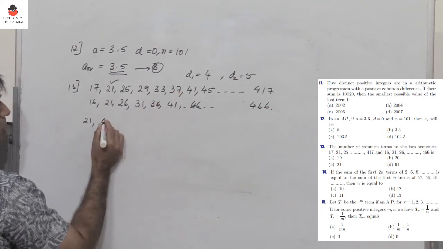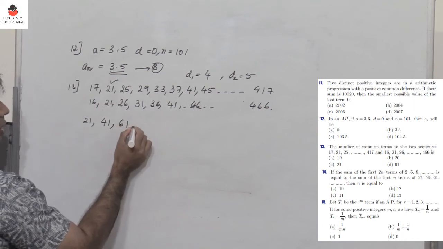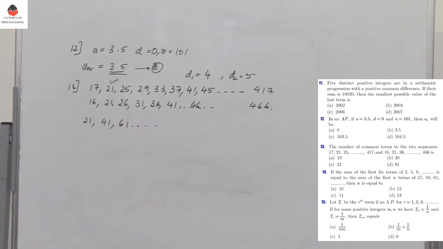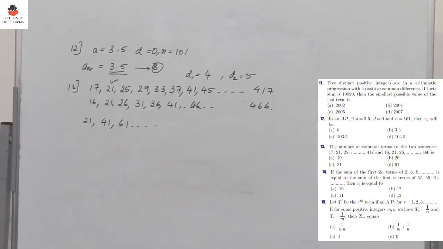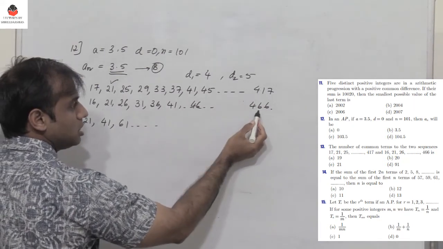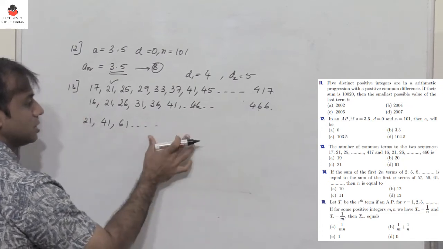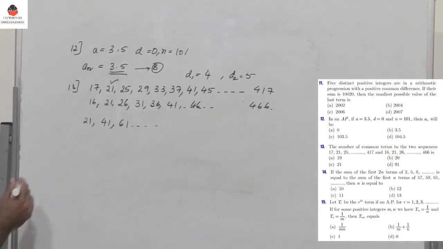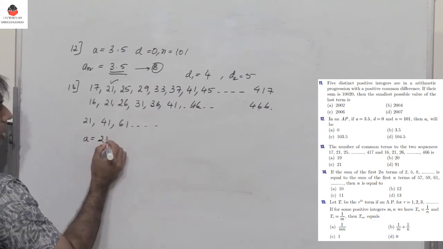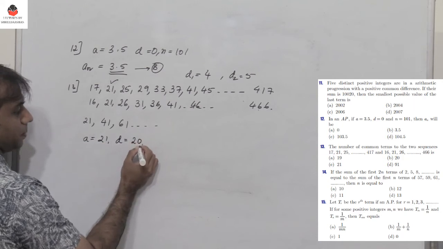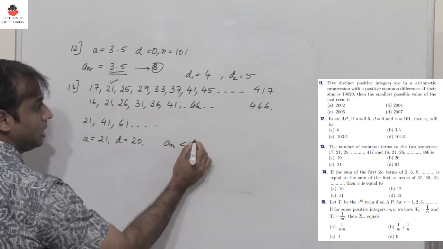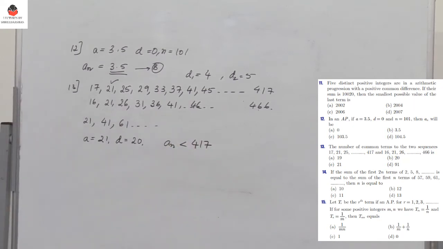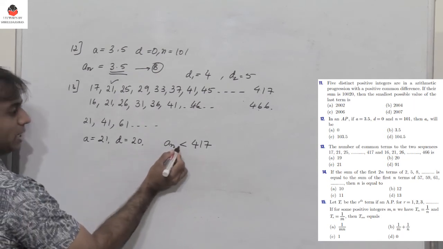The second term will be 41, and the next term will be 61, and so on. So I find that the common difference of this is 20. Right? So I need to find the value which is common to both the sequences, and I need to find the number of terms in the new arithmetic progression. So for this arithmetic progression, A is 21, D is 20, and I need to find the value of N, and AN, the final term, has to be less than 417. So it has to be less than or equal to.